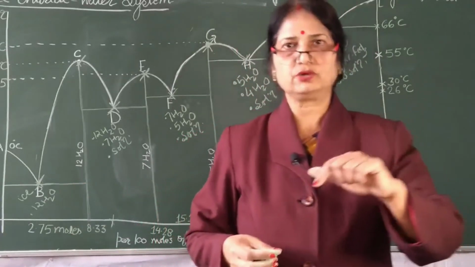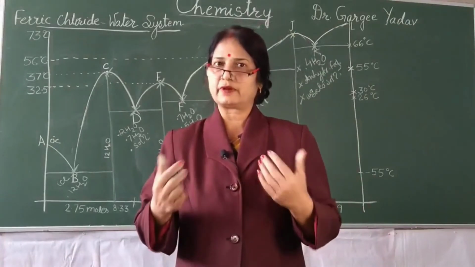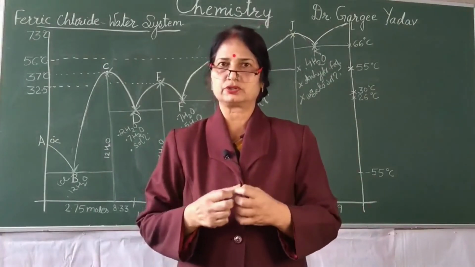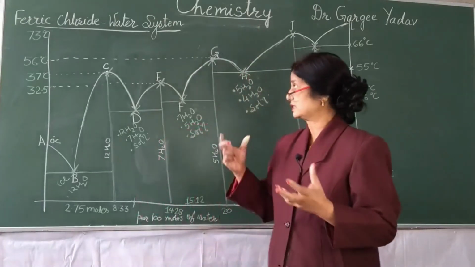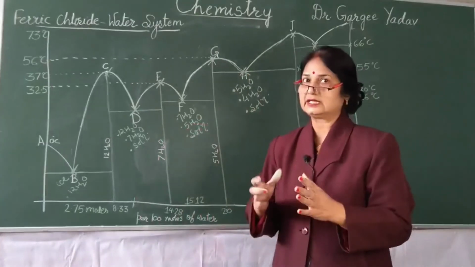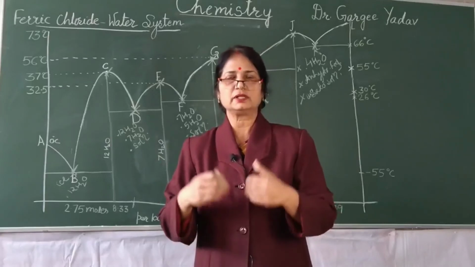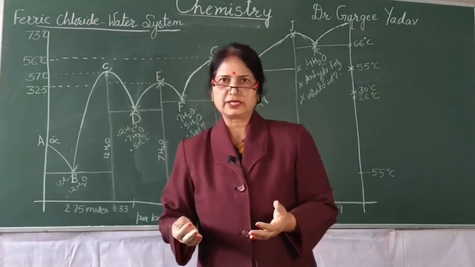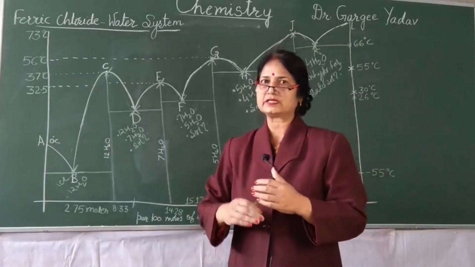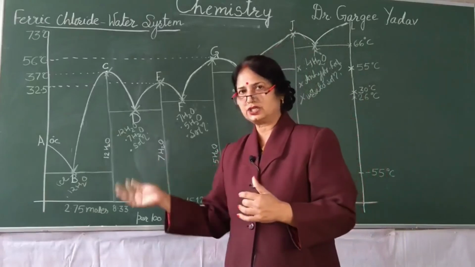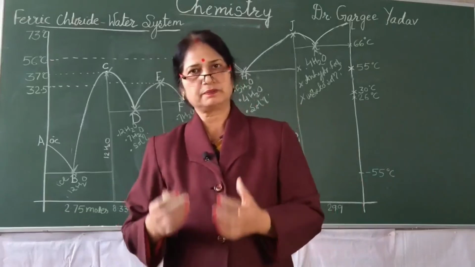In my next video, I will be telling you about a very interesting feature, that is the isothermal evaporation of an unsaturated solution of ferric chloride in water. That makes a very interesting study, and we can study that from the phase diagram very easily. We will see how the phases change, how the hydrates change with the isothermal evaporation. Evaporation is done at constant temperature conditions.